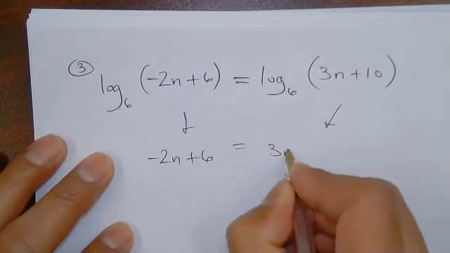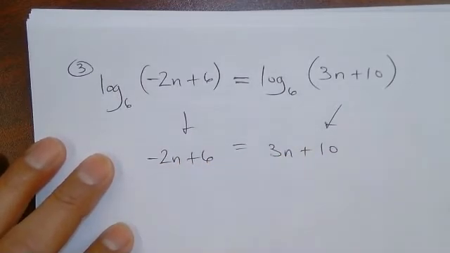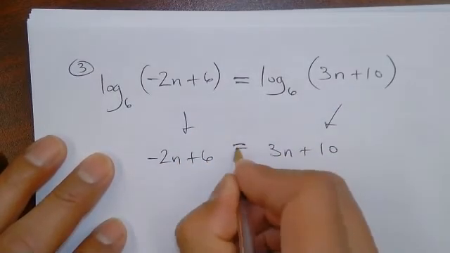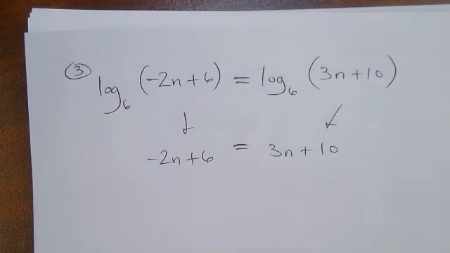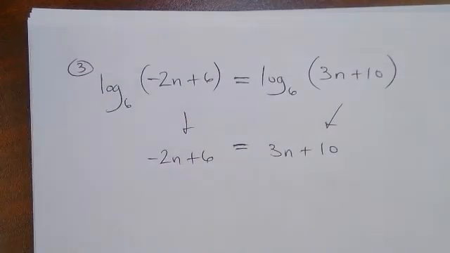That's going to be negative 2n plus 6 equals 3n plus 10. Okay, go ahead and solve that.